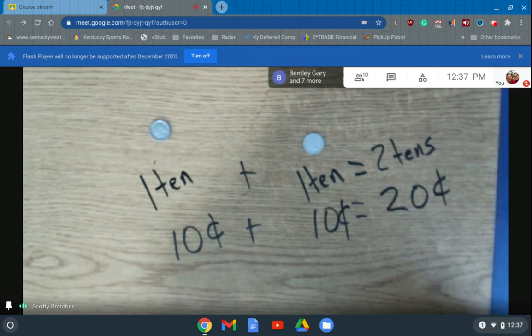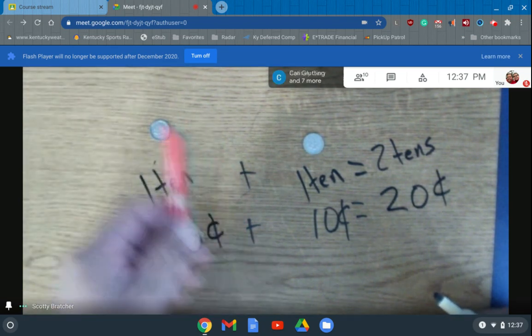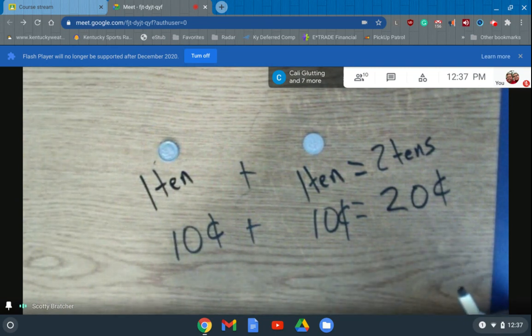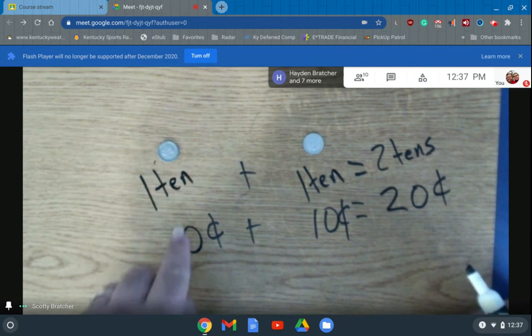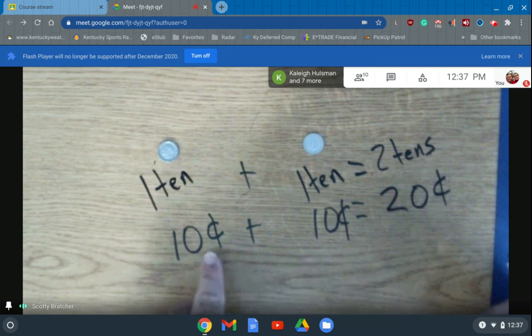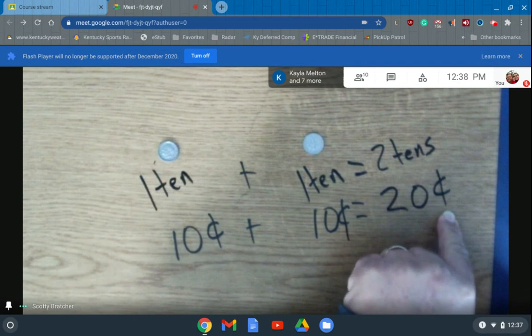Okay? That's the only difference between us using the bundles and using money. I've got to put a money sign with it. That's the only difference. The same thinking. I even wrote it the same up here. Okay? But when I go to the number sentence, I just need to show the cent sign to show that we're talking about money and we're working with money.